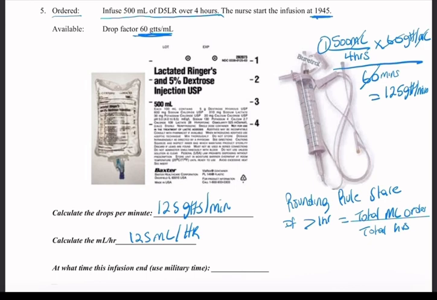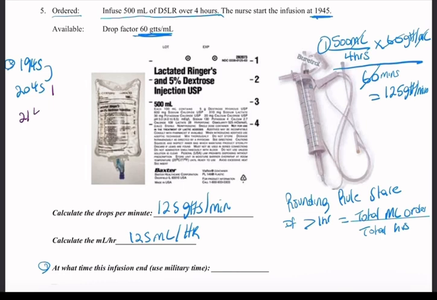Then it says at what time this infusion will end in military time. So this is something new everyone is going to learn about me. I'm not the one to count on my fingers. I have to write it down. It says that the infusion starts at 19:45. It's been running for 4 hours. So I'm going to write it down and show you how I normally write it on exams, because I am not messing up. You can only get one wrong, and this will not be the one that I get wrong.